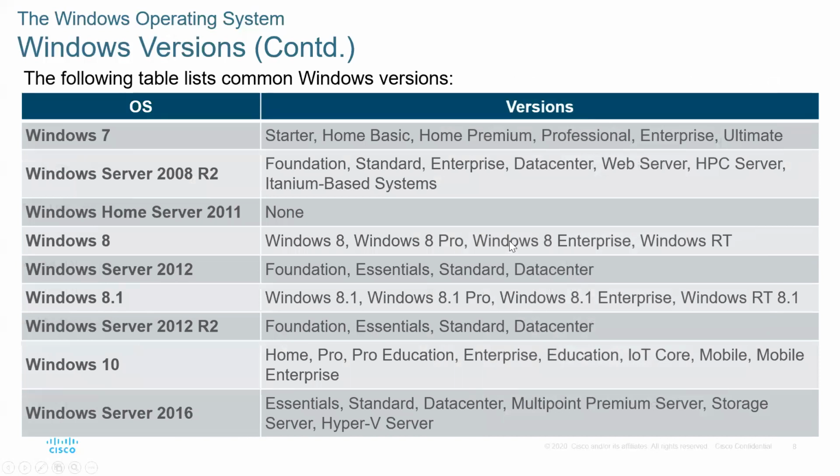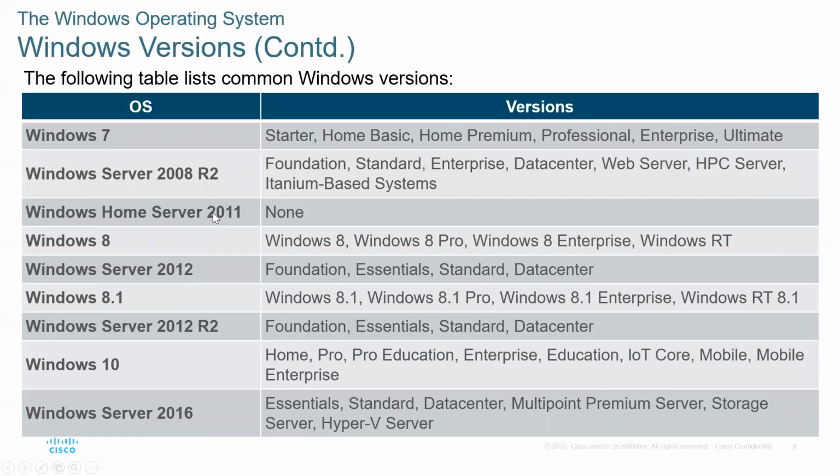Here are some pretty common versions. You had Windows 7, you had Windows Server 2008 R2. That was a really popular one for servers. Windows Home Server. Home Server was popular for data storage management at your house. So you have a whole bunch of these little NAS devices out there today, but Home Server was one of the first ones that was pretty popular for that.